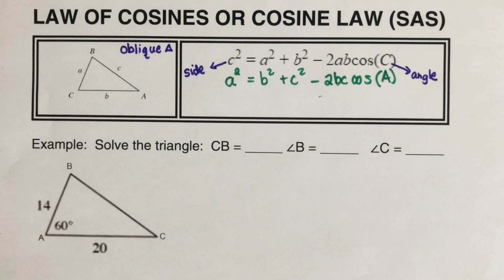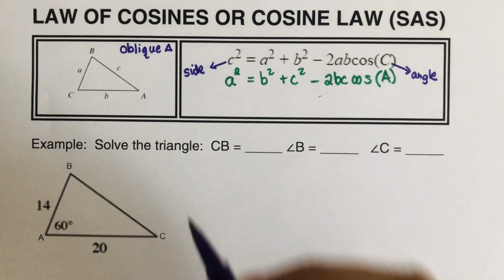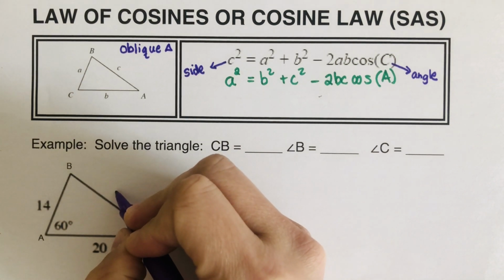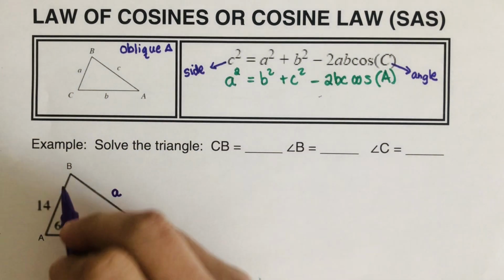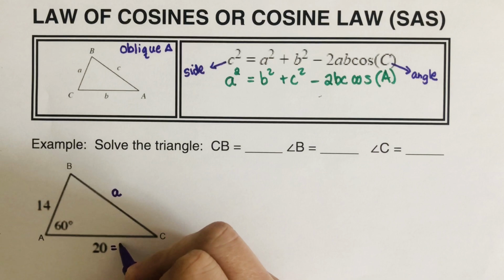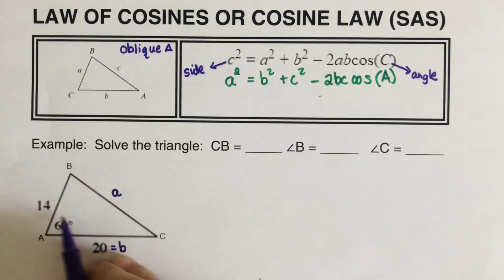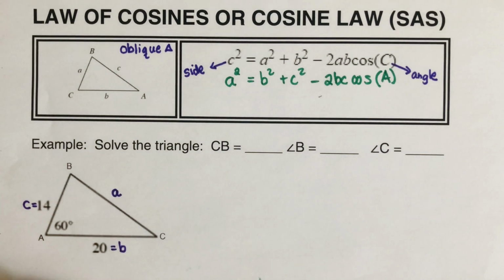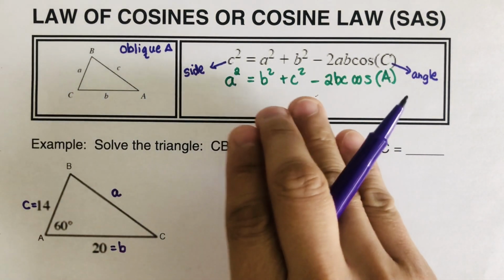Okay, now let's take an example here to better see how we use this law of cosines. In this problem right here, I can label the parts. This side right here, I can label as small letter a. The 20 here is a small letter b, and this 14 is a small letter c. Again, it can be labeled differently in other problems, but the way we set up the equation matters.